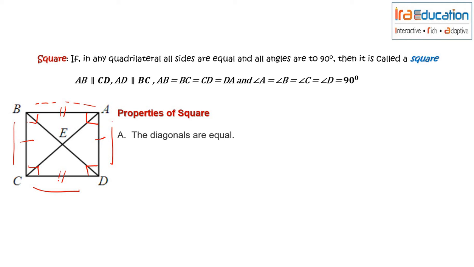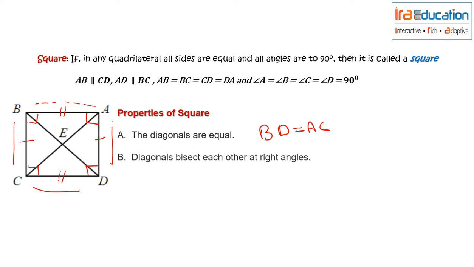The first important property over here is diagonals are equal. Now we can find two diagonals over here. Diagonal 1 I can call BD and diagonal 2 AC, and these two diagonals will always be equal in any square.